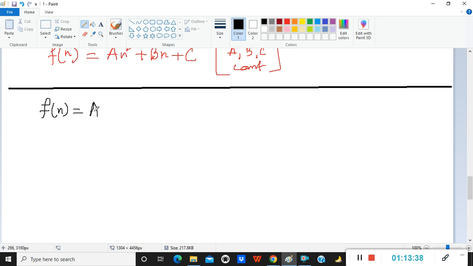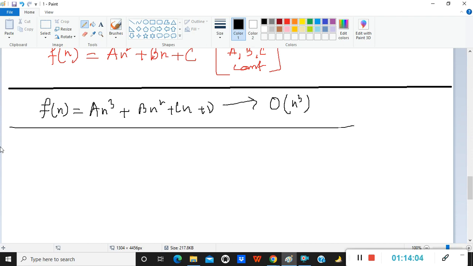a n cube, yes, very good, plus b n square plus c n plus d, something like that. So again, the complexity for this will be big O of n cube. Why are we choosing n cube? On the higher polynomial, obviously. We will explain everything in the next class for asymptotic notation.